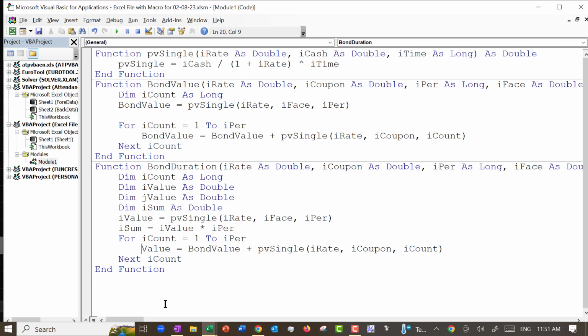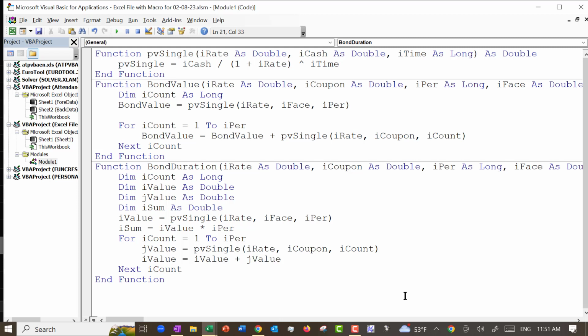Let's call this J value. That's the present value of periodic payment on that period. So I'm going to add that to I value. So that becomes a moving sum of the PVs.